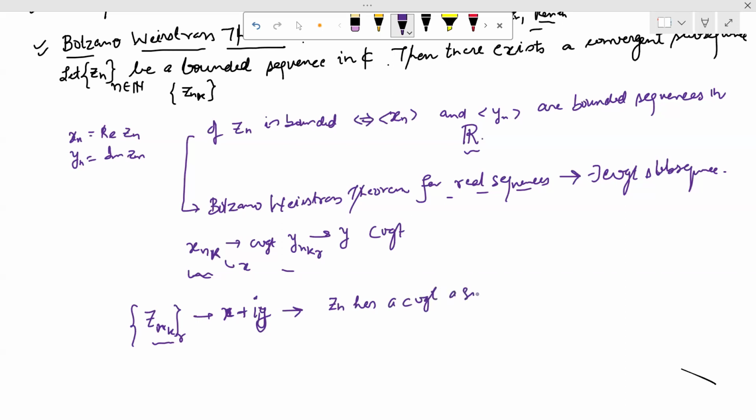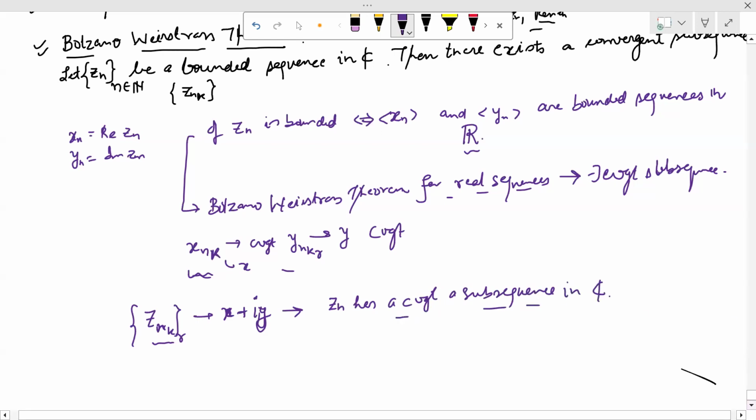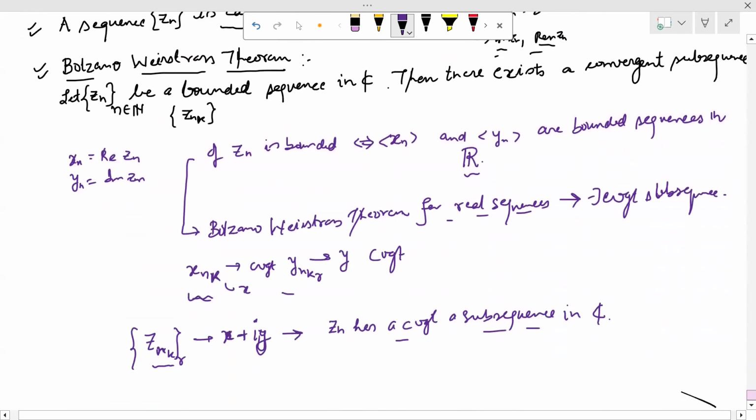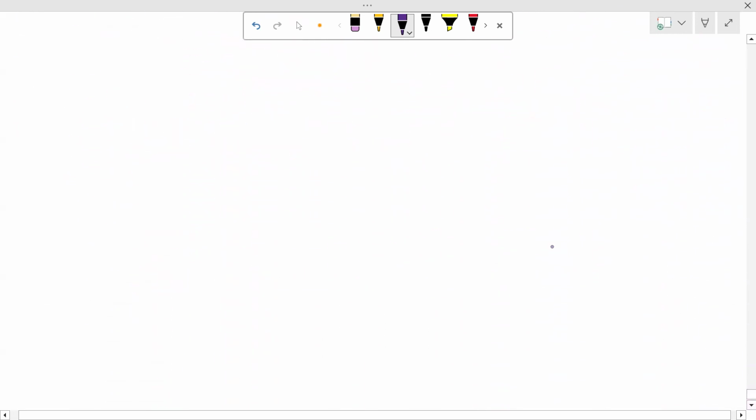So it is a similar statement that you might have seen in real analysis also. In complex analysis also, the Bolzano-Weierstrass theorem suggests the same thing. That is, if zn is a bounded sequence in C, then there exists a convergent subsequence in zn. I think this is quite clear.